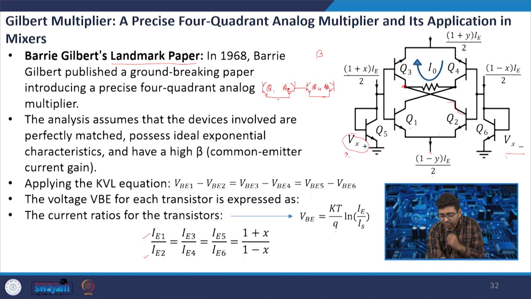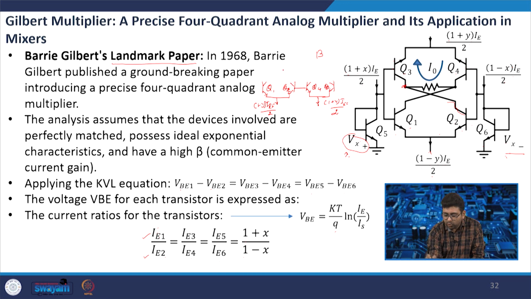So, for this Q1 Q2, what is the current here? That is (1 minus y) I_EE by 2. This is (1 plus y) I_EE by 2, and how it is stepped out.